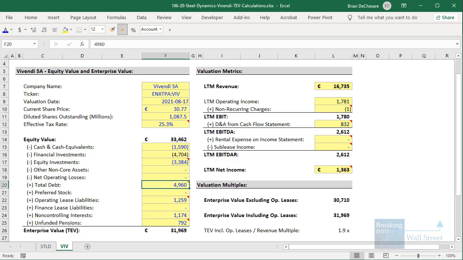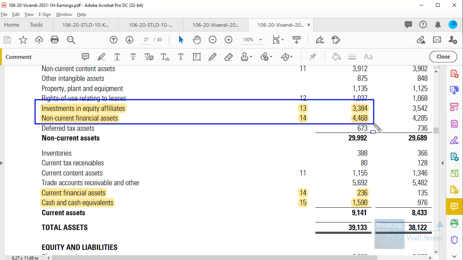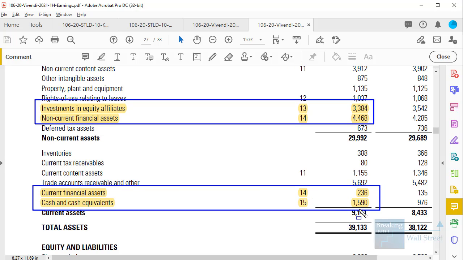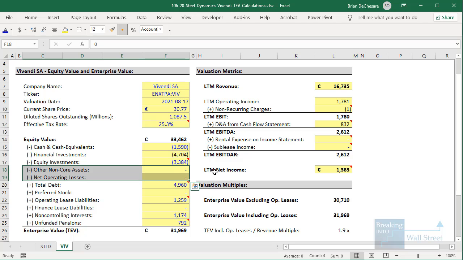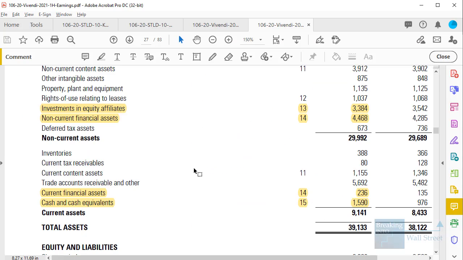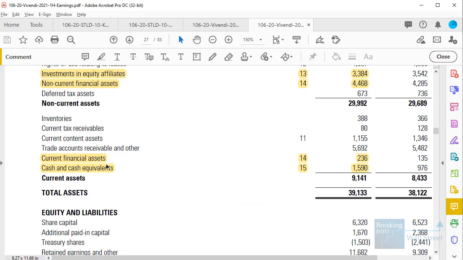Now for Vivendi, let's go over and take a look at their balance sheet. They have some items we know that should be subtracted: investments in equity affiliates, non-current financial assets, current financial assets, cash and cash equivalents. And so in the Excel file for Vivendi, we subtracted cash and cash equivalents, financial investments, and equity investments. They don't have anything for net operating losses or other non-core assets. So far, all of this is pretty standard and straightforward, and nothing else here qualifies to be subtracted.